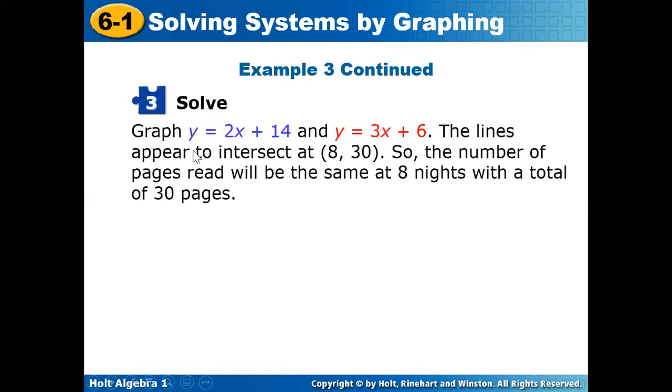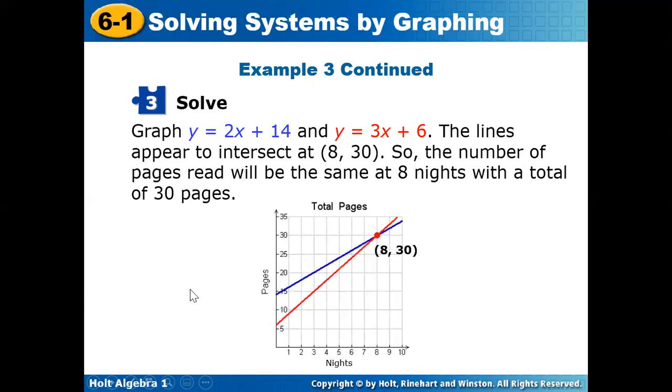So we're going to graph those equations, right? So graph the equations. And once you graph those equations, you will see the intersection point at 8, 30. So the number of pages read will be the same after 8 nights, because 2x and 3x mean x is the number of nights, and then y is what you get. That's going to be the total pages. So after 8 nights, both people will have read 30 pages, right?